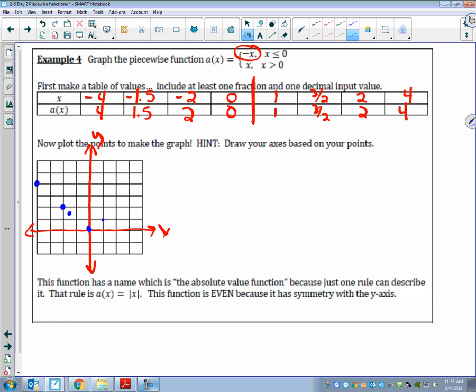At 1, I got 1. At 1.5, I got 1.5. At 2, I got 2. And at 4, I got 4. Is that right? So if I draw that graph, it kind of looks like this, right? I don't know why that seems off so much.